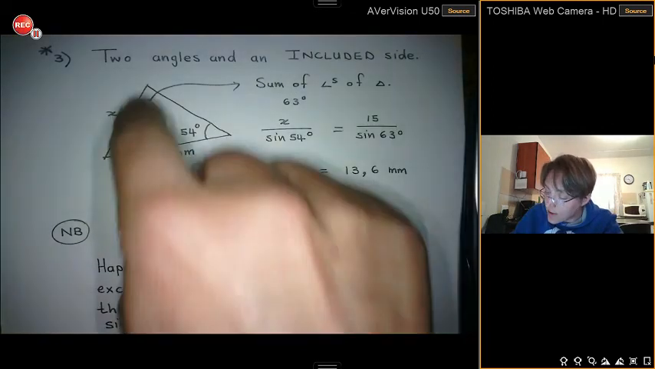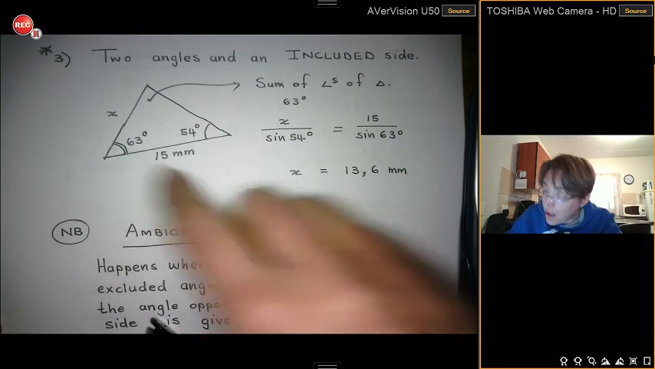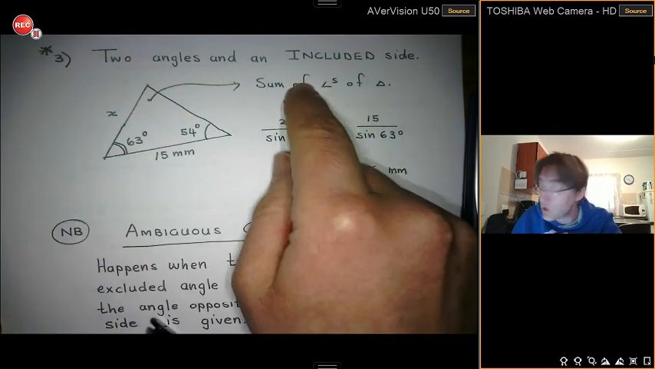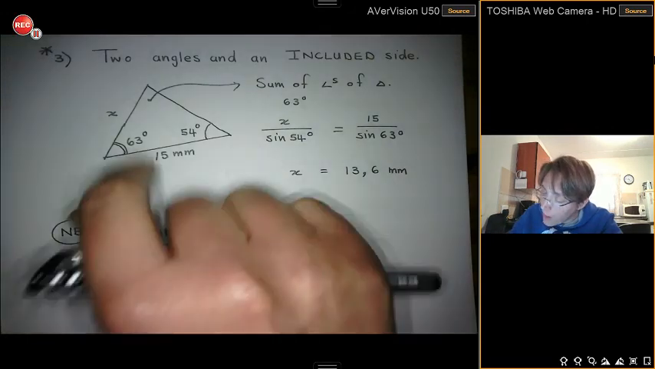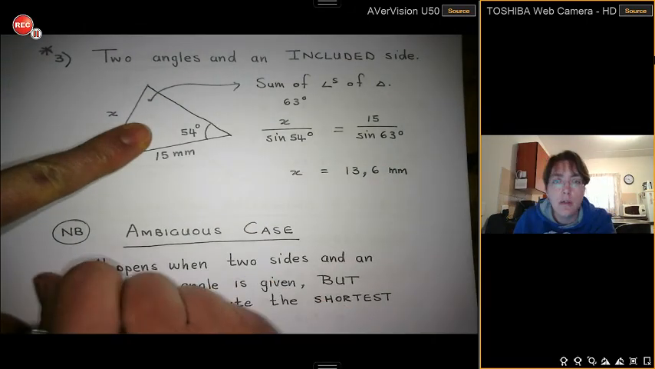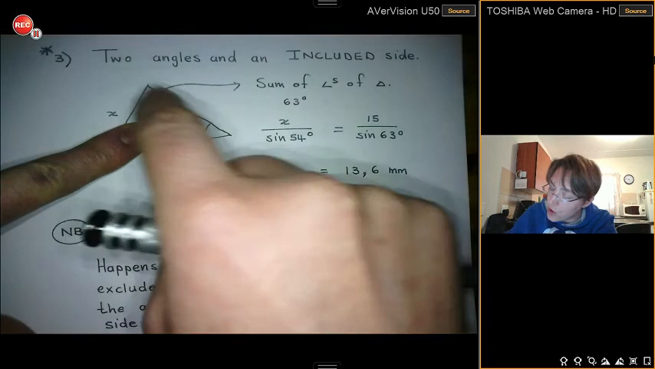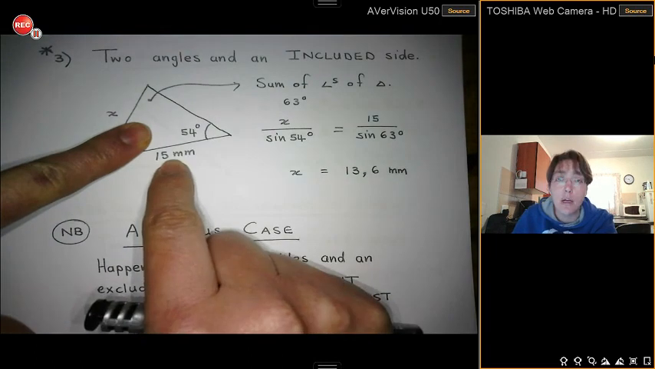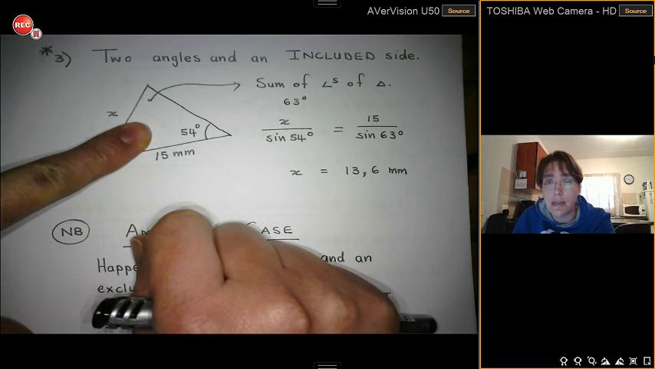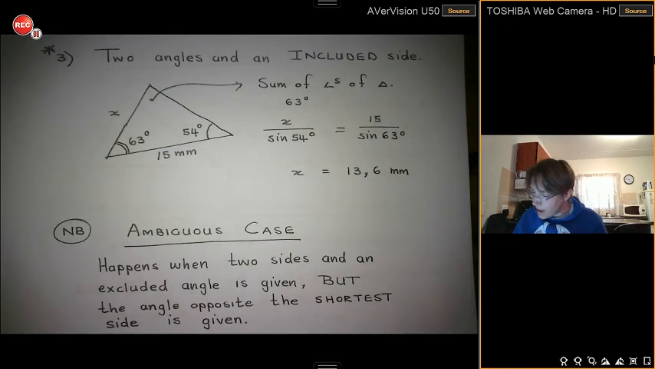So that angle is the same as this angle. But I didn't make that 63 because it's the same. I made it the same because it is sum of angles of a triangle. Okay. Then the moment I've got that angle, I can actually go and ignore this one. And I'm back to two angles and an excluded side, which is exactly the same as the example that I did under 2.